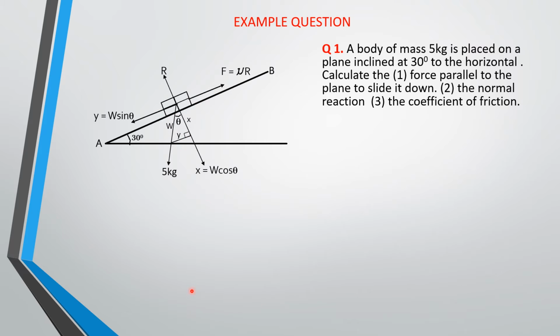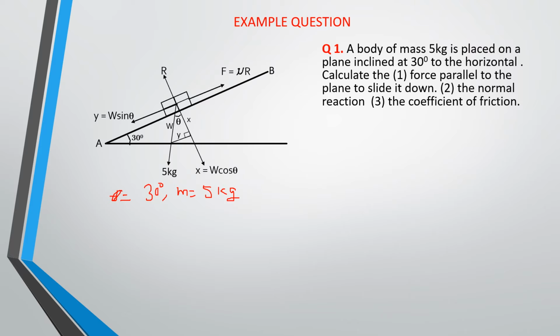Okay, so for this particular question, you are given the angle of inclination to be 30 degrees. It's given to you already. Okay, so you have that. You have the weight or the mass to be equal to 5 kg. That is given to you. Mass has been given to you to be 5 kg. So you are asked to find the force parallel to the plane.